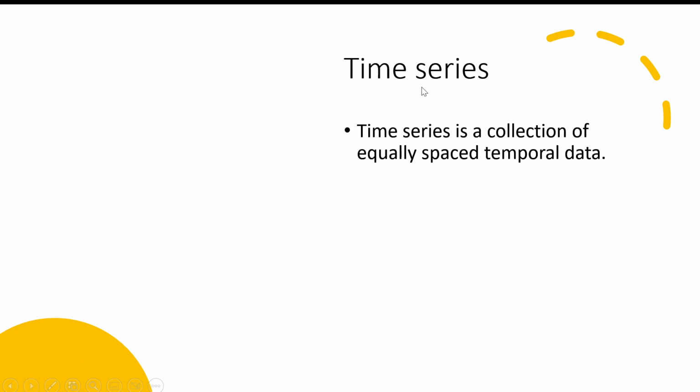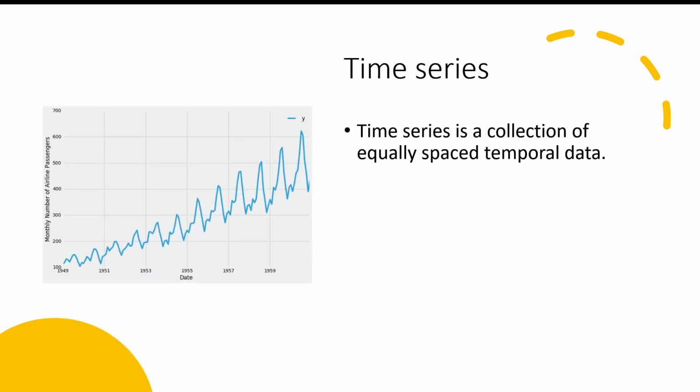So first of all, what is time series? Time series is a collection of equally spaced temporal data. For example, you collect the daily COVID cases, maybe the daily gold price, petrol price, and so on. That is what we call time series data. Here, for example, this is monthly airline passengers data.